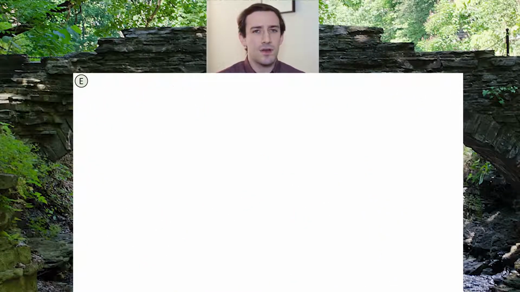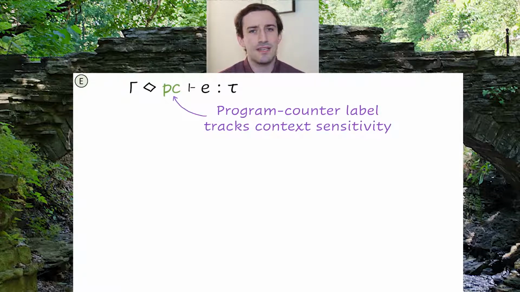Yeah, that's a well-known problem. What we do is we keep track of an extra label in every typing judgment. The label keeps track of how sensitive the control flow is. That is, how much secret data has been used to determine whether or not we execute this instruction. We call this the ProgramCounter label, or the PC label.